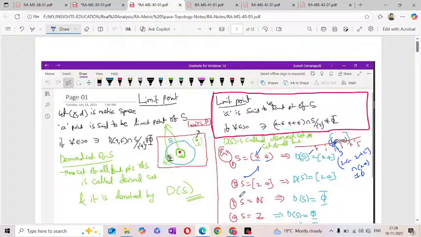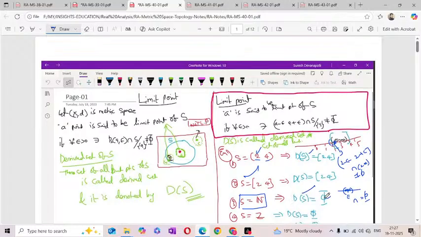Next one, I'm taking S equal to the natural numbers. Now we'll find the limit point of this. There is no limit point of the natural numbers, because you can take any point, for example 1, and form an interval around it. The intersection is always empty except for that point itself. So here there is no limit point, and the derived set of the natural numbers must be empty.